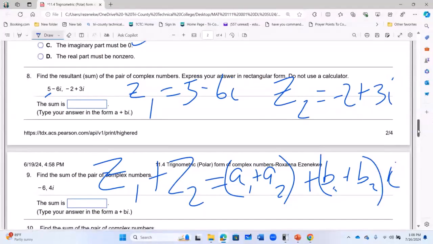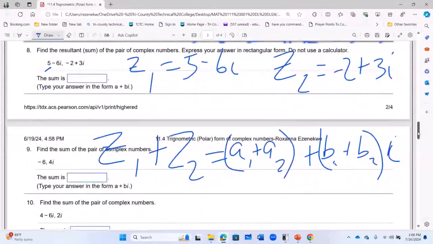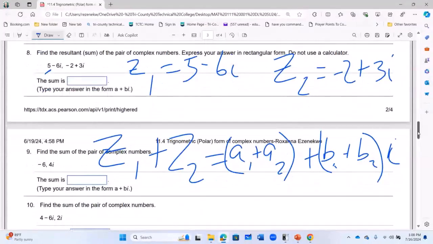Let's add. The real parts: 5 minus 2 is 3. So it's 3, that's the sum of the real parts. The imaginary part of Z1 is negative 6i plus the imaginary part of Z2, which is 3i. So I end up having negative 3i. So my answer is 3 minus 3i.